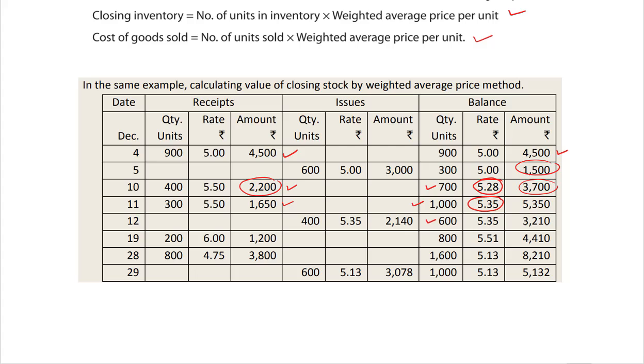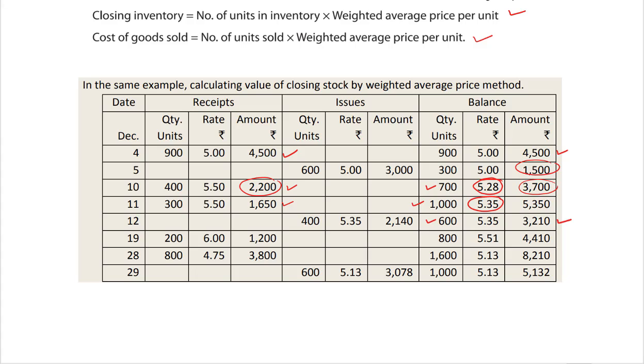5350 minus 2140 gives us 3210. Again we have a receipt, 200 into 6, 1200. So this 600 plus 200 is 800, and 1200 plus 3210 is 4410. Again we have a receipt of 800 units. The rate is 4.75. 800 multiplied by 4.75 equals 3800.